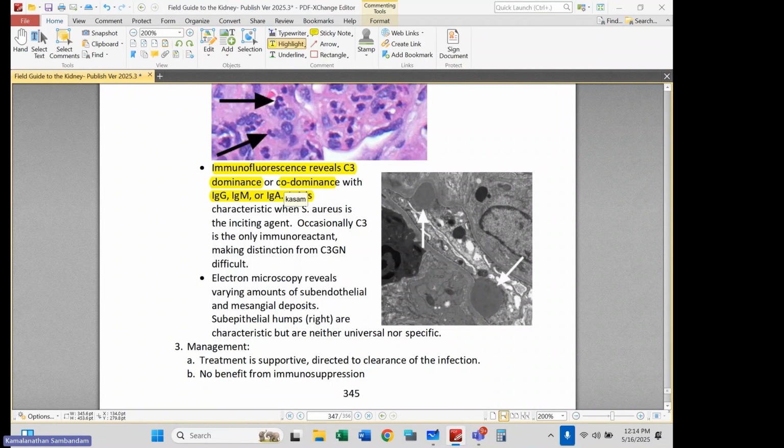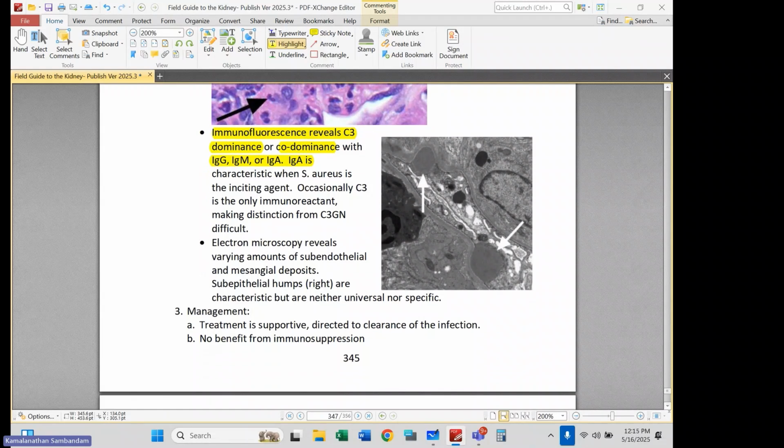So how do you discriminate this from C3 glomerulopathies? Well, remember, this is a subjective judgment by a pathologist. If you see C3 in intensity two degrees more than the other immunoglobulins that are present, you're leaning towards C3 glomerulopathies. You can see that this is a very qualitative judgment call.